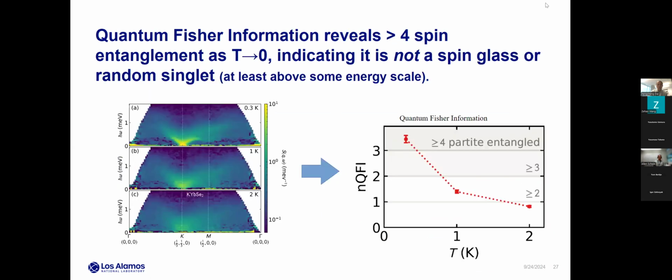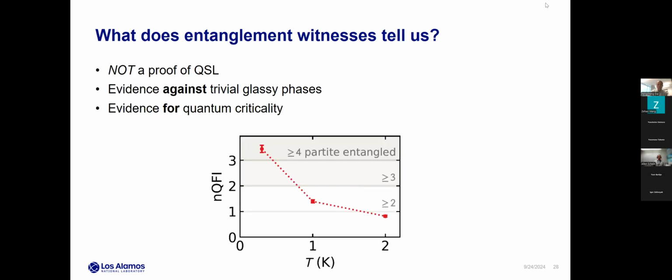Next slide, please. Anyway, so we took this quantity, quantum Fisher information, we calculated it from the neutron spectrum that we measured, and we found that at the lowest temperatures, we're witnessing at least 4 partite entanglement per spin. Next slide, please. So what does this entanglement witness tell us? Again, this is not a proof of a quantum spin liquid, but this is evidence against trivial glassy phases. And in an indirect way, it might be evidence for quantum criticality that we're witnessing in this system.